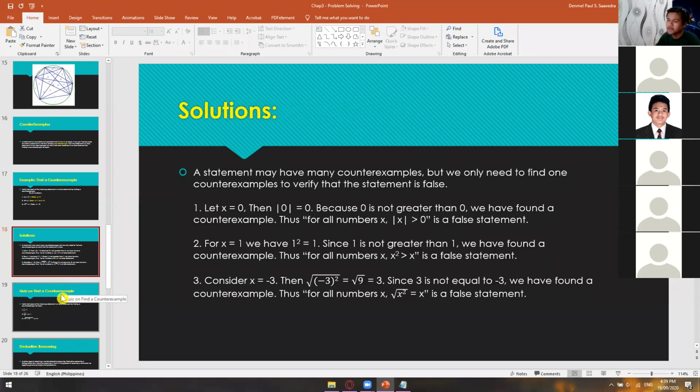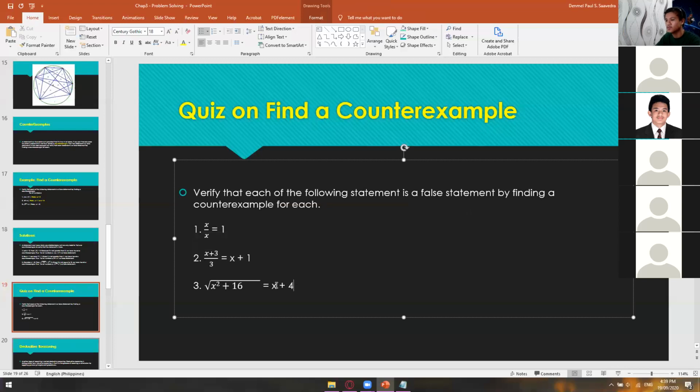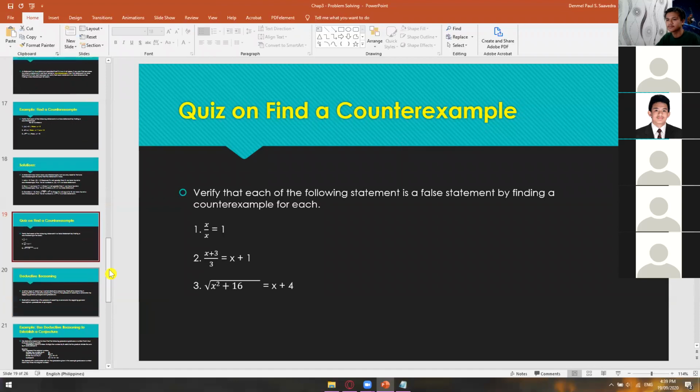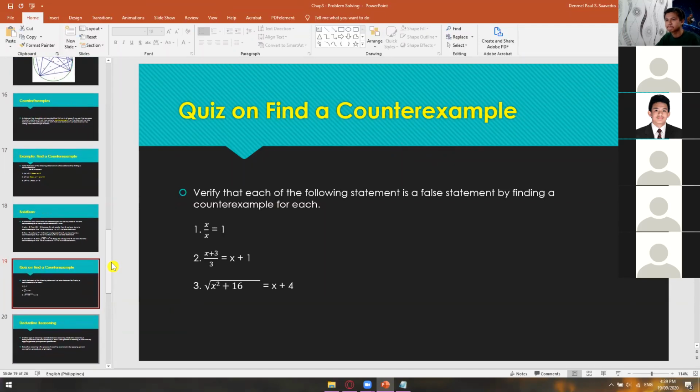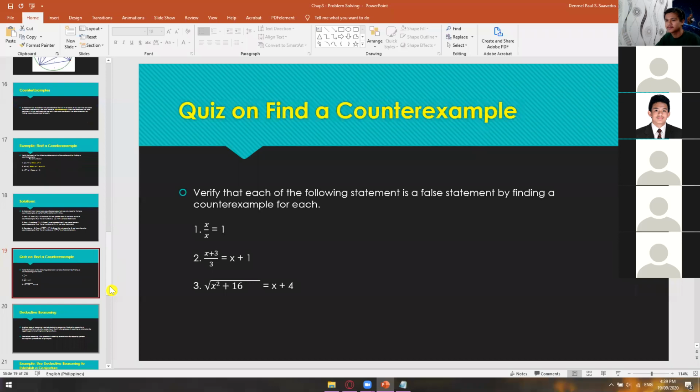So, as usual, after that one, you will be having a quiz. Verify that each of the following statements is a false statement by finding a counterexample. So we have 1, 2, and then 3. How many quizzes do you have now? I think 3. 1, 2, 3. Sir, 3 na po. Okay.